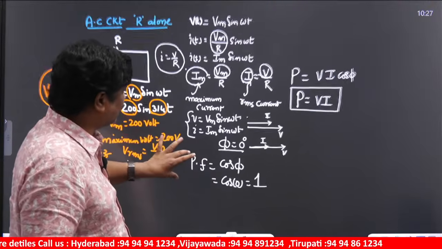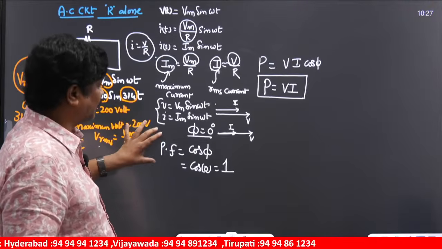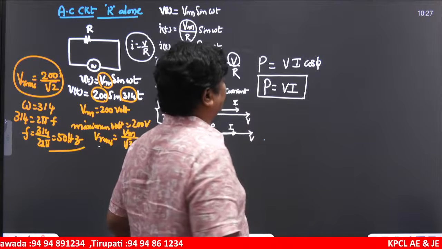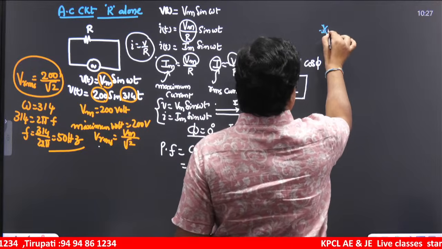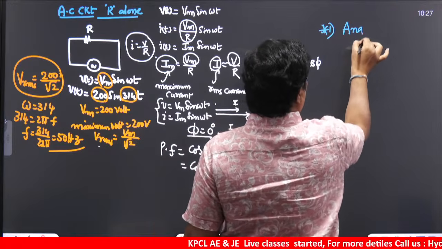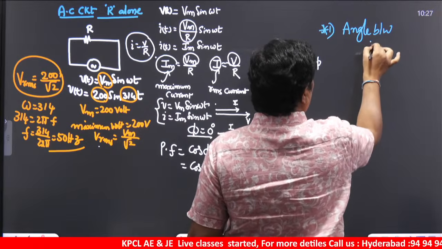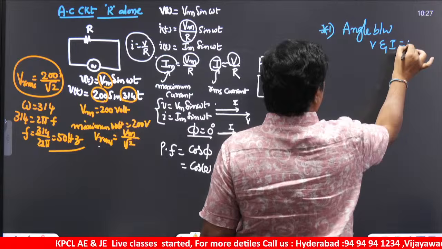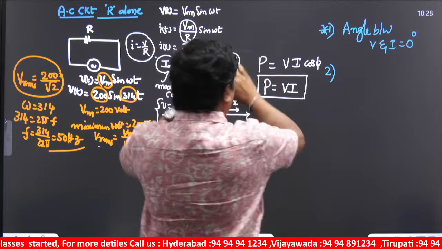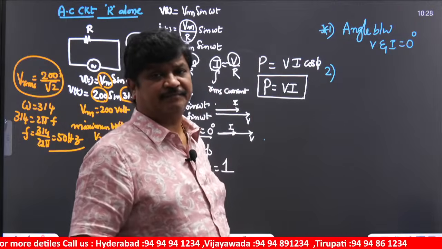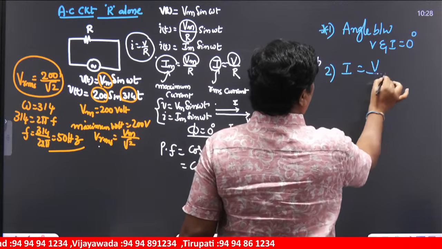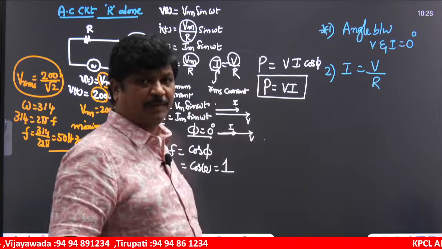Now tell me, what are the important conclusions we can take from a pure resistive circuit? Number one: the angle between V and I is equal to 0 degrees. Number two: this is the discussion in a pure resistor, the angle between V and I is 0, and current I is equal to V by R.